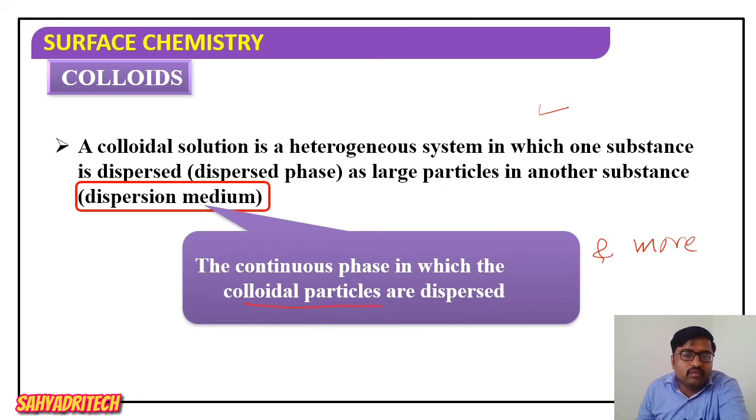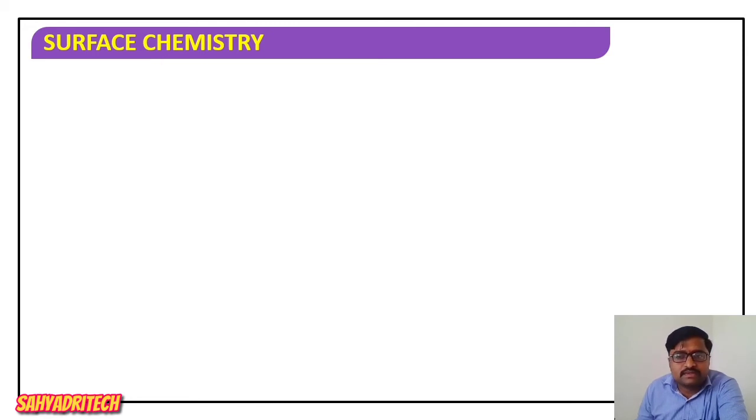So, recall the terms, the definition for colloids. It is a heterogeneous system. The meaning of heterogeneous system should be remembered. Then, there will be two phases. What are those? Dispersed phase and dispersion medium, two types of substances. And the meaning of dispersed phase and dispersion medium.